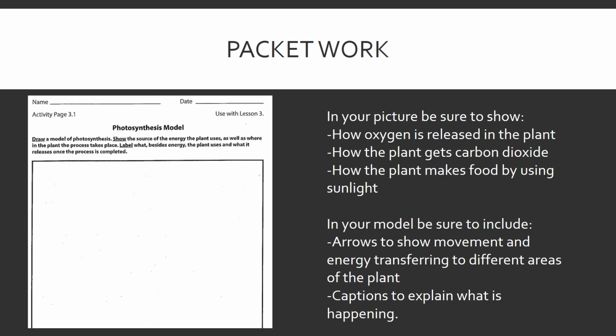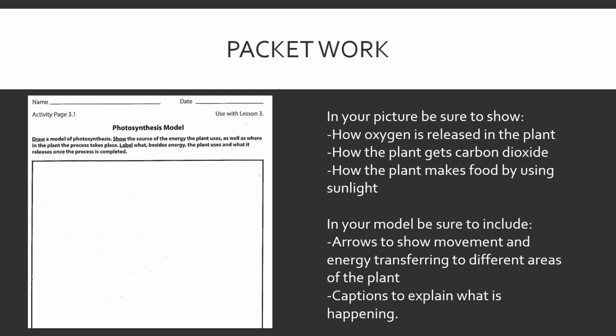All right, so our packet work for today. Today you're going to be completing activity page 3.1. This is called the photosynthesis model. Directions. It says to draw a model of photosynthesis. Show the source of the energy the plant uses, as well as where in the plant the process takes place. Label what besides energy the plant uses and what it releases once the process is completed. So definitely following those very specific directions.